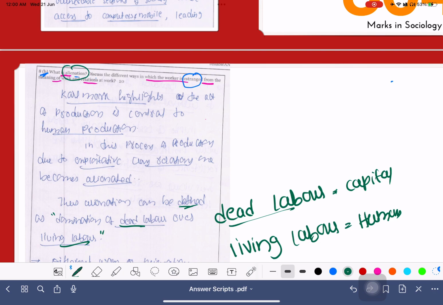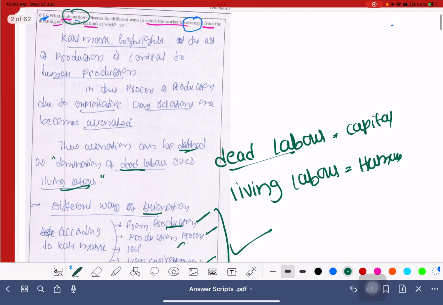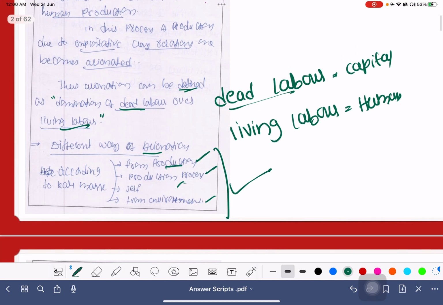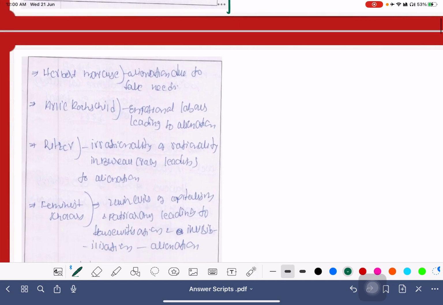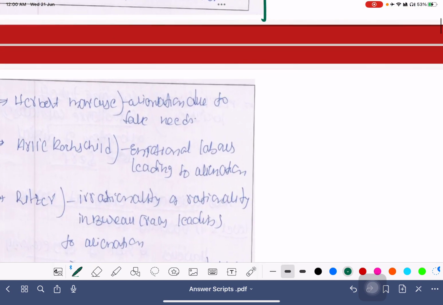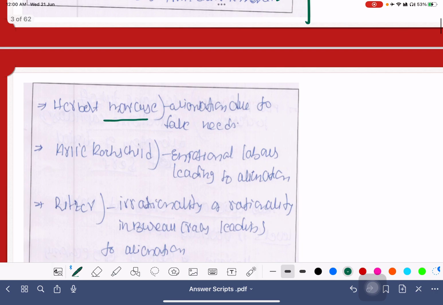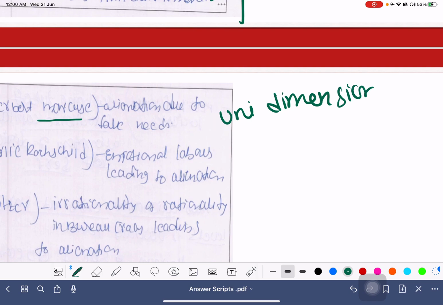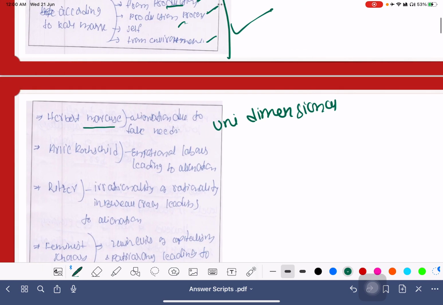Who are the other scholars who talked about alienation? Till here I have talked about Karl Marx, and since I am running short of time in this question, I have just written in points. Herbert Marcuse, in his book One-Dimensional Man, hope most of you are aware, talks about the concept of false needs.